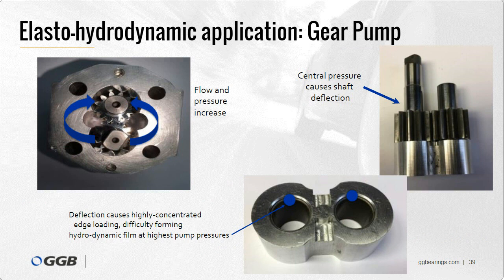Originally these pumps used bronze or Babbitt bearings. In this application, the gears of the pump rotate and create flow, and pressure is increased on the fluid as the fluid does work on the components downstream. So the central pressure exerted on the gears causes the gear shafts to deflect, which in turn causes concentrated edge loading on the bearings. This edge loading made hydrodynamic film generation difficult with the bronze and Babbitt bearings. The relatively soft polymer liner of the DU bearings would elastically deform under these loads and allow HDL film formation even at the highest pump pressures.